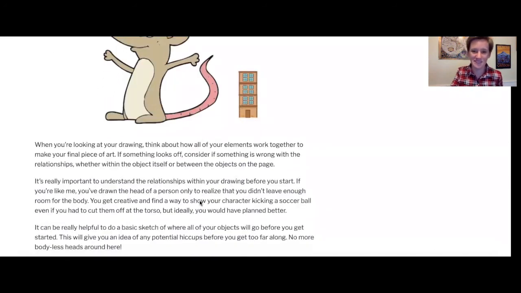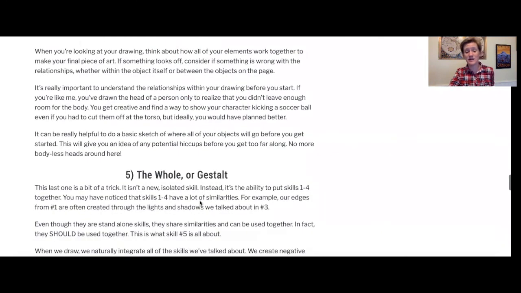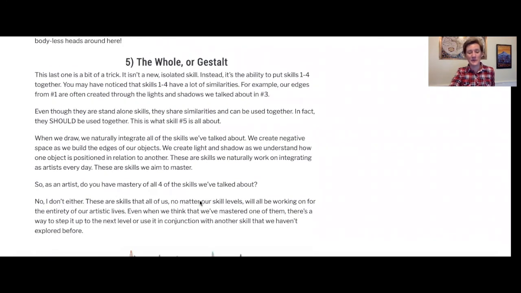Okay, so we've come to the last one, and the last one is really the whole. And as you noticed, all the four skills we talked about really just build up into the whole. How do your edges come together? How do your lights and shadows work together? How do you have proportions that are correct? How does this one object relate to the next one? How does the spacing work? All of that comes together into the whole.